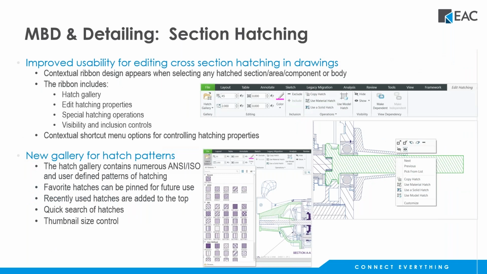And the second main thing that PTC has updated for Creo 9 is section hatching. They improved the usability of editing cross sections in drawings as well as in models with a new design ribbon, again similar to the surface finish. We have a new hatch gallery. We can very easily edit hatch properties. We can perform special hatching operations, and we have much easier visibility and inclusion controls with this new ribbon.